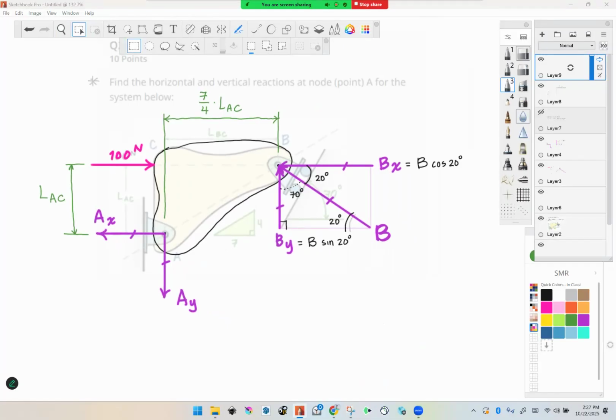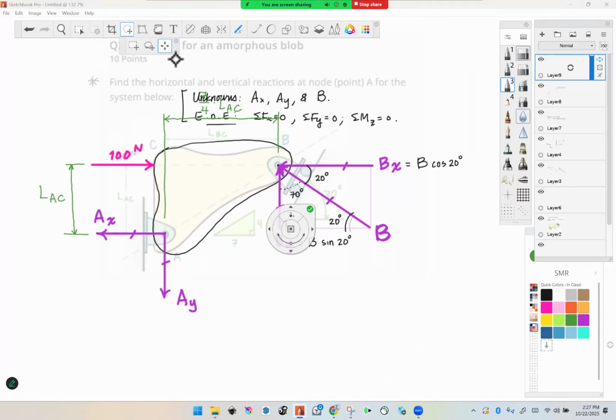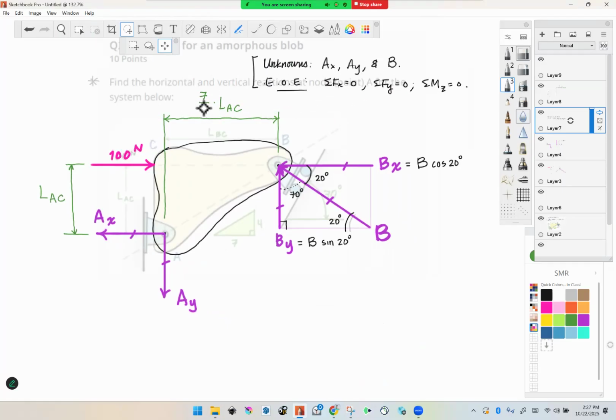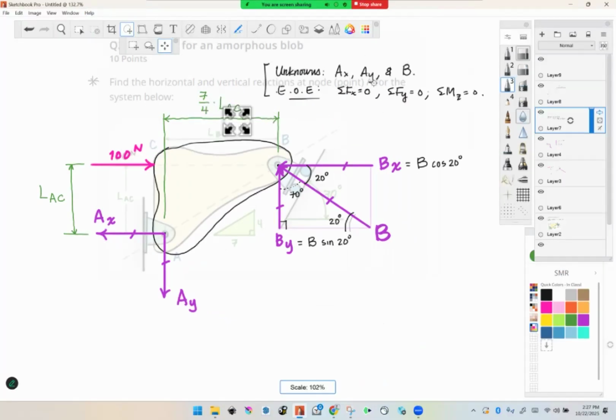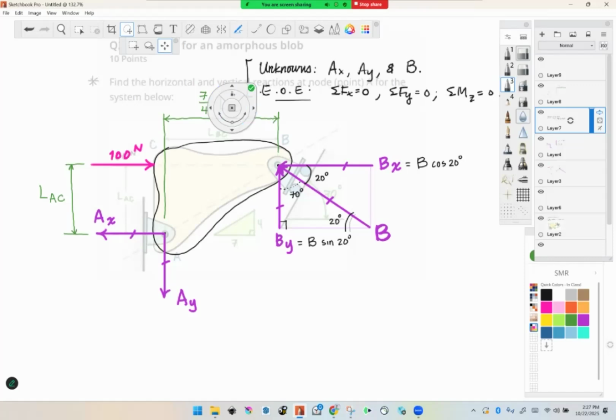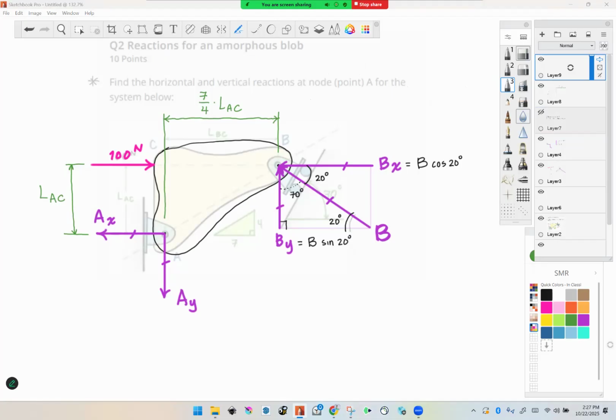I don't have any force summation equations that will get me to the answer quickly. Remember, these are my weapons of choice right up here. I don't have any of these that are going to get there quickly for force summation. So I'm thinking moment summation is going to be the better way to go. So let's do a moment summation.